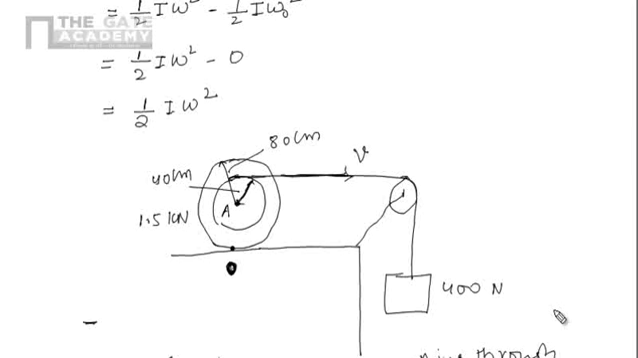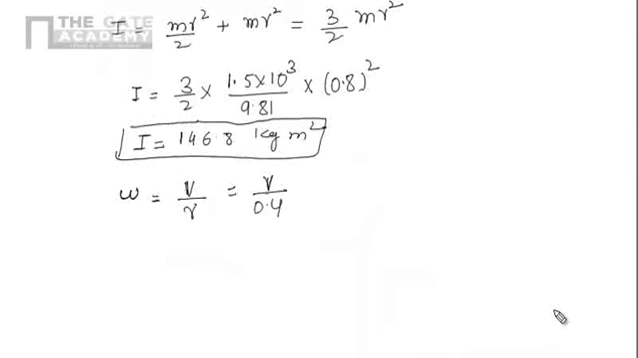So that's why I am considering V divided by 0.4. So it should be clear. We have to consider the radius corresponding to the linear velocity. That's why here the radius r corresponding to v is 0.4 in the diagram. So I am taking radius 0.4.